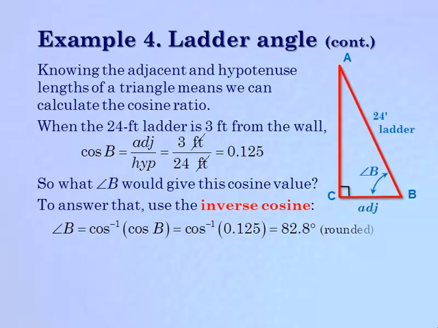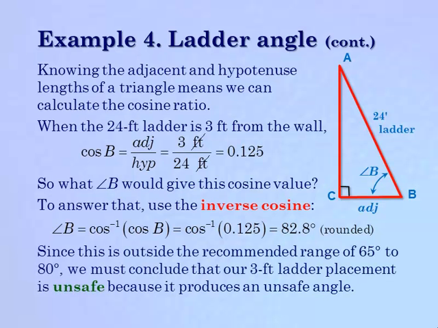So to do that, we'd have to use the inverse of cosine function. So we press the inverse cosine of the value of cosine B, which we know is 0.125, and the cosine inverse of 0.125 equals 82.8 degrees rounded. Now, unfortunately, this is outside the recommended range of 65 degrees to 80 degrees, so we must conclude that our 3-foot ladder placement is unsafe because it produces an unsafe angle.